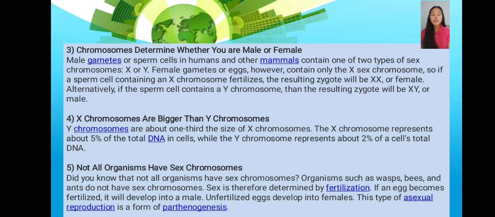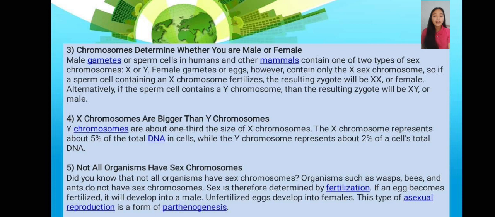Number 4, X chromosomes are bigger than Y chromosomes. Y chromosomes are about 1/3 the size of X chromosomes. The X chromosome represents about 5% of the total DNA in cells, while the Y chromosome represents about 2% of a cell's total DNA.